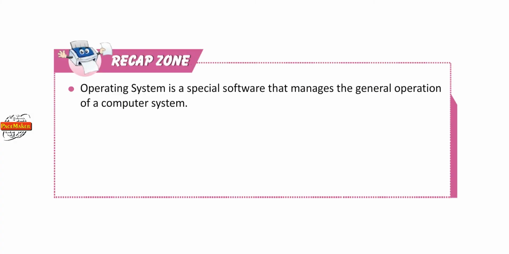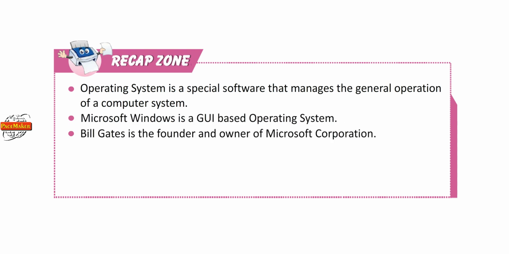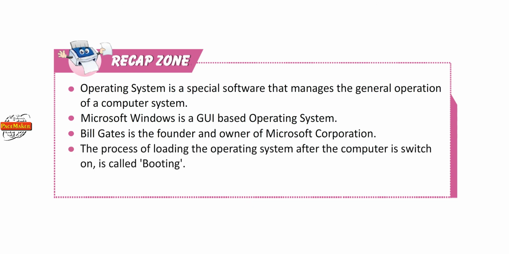Recap Zone. Operating system is a special software that manages the general operations of a computer system. Microsoft Windows is a GUI-based operating system. Bill Gates is the founder and owner of Microsoft Corporation. The process of loading the operating system after the computer is switched on is called booting. The small pictures on the desktop are called icons.